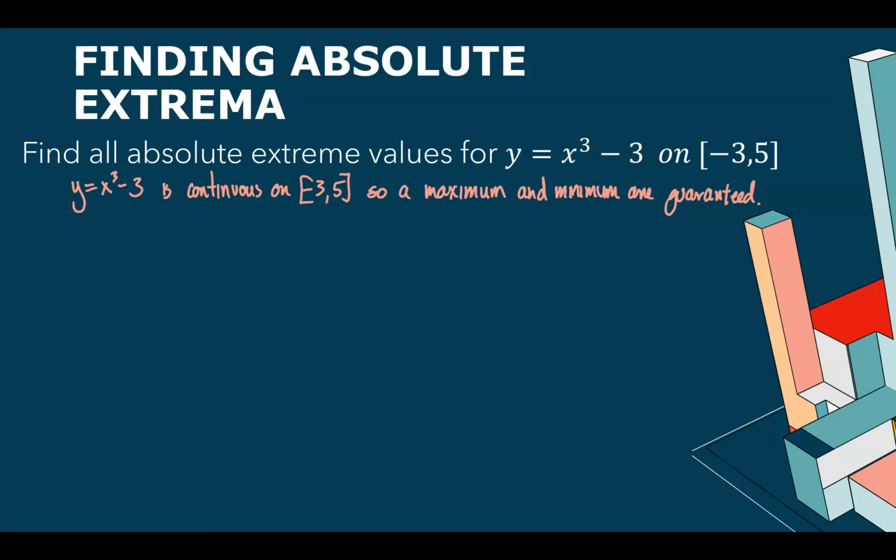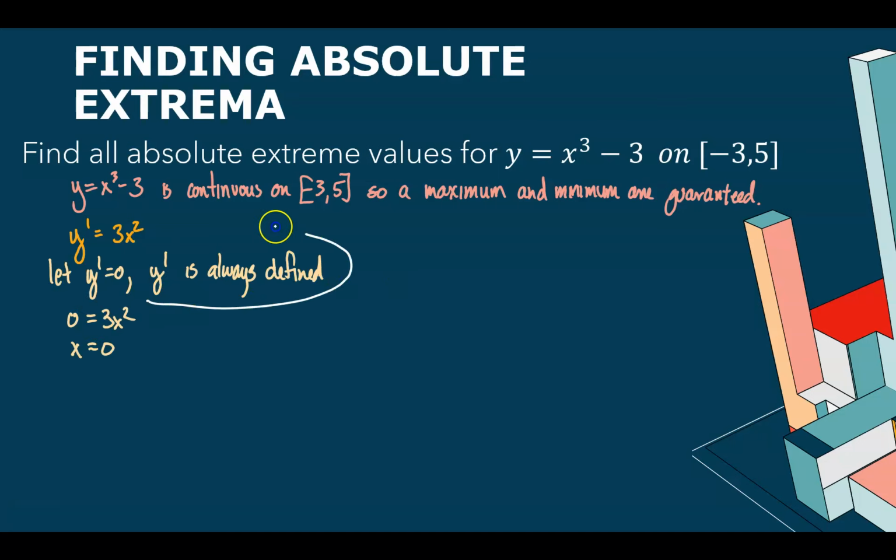Where can that maximum and minimum occur? Critical values and endpoints. What's a critical value? A critical value makes a derivative equal to 0 or undefined. So we're just going to find y prime, 3x squared, and since all polynomials are continuous and differentiable everywhere, we know this derivative is never going to be undefined. Still going to write that: y prime is always defined, that way I don't forget in the future. So once we set y prime, 3x squared, to 0, we get x equals 0.